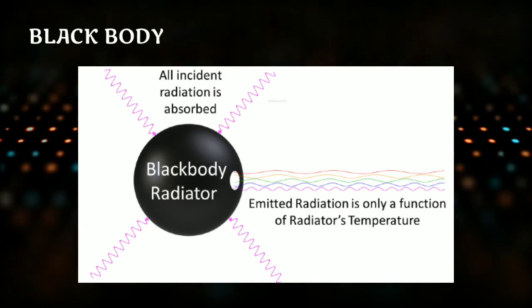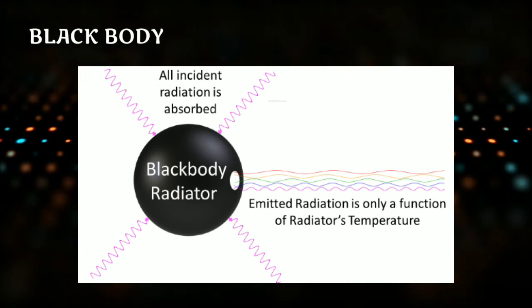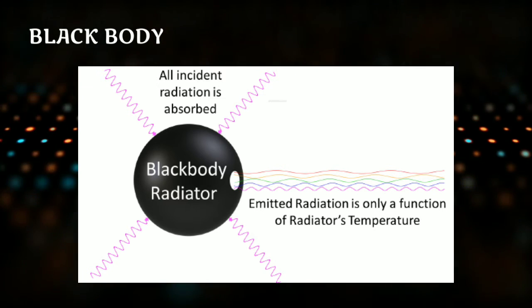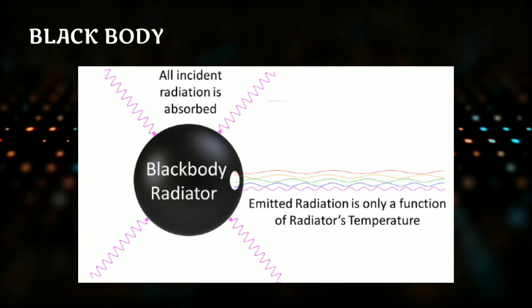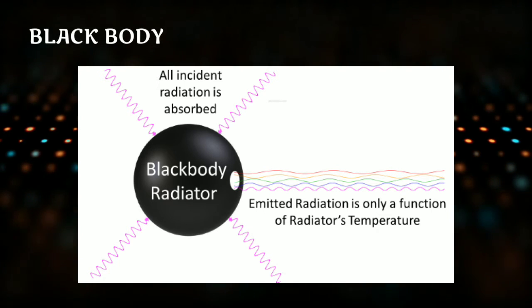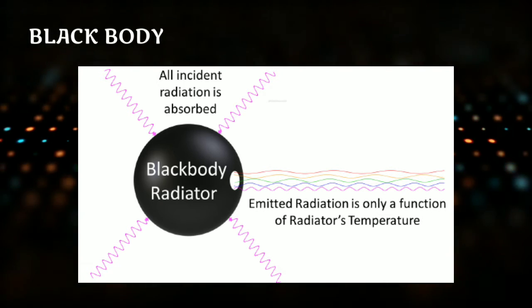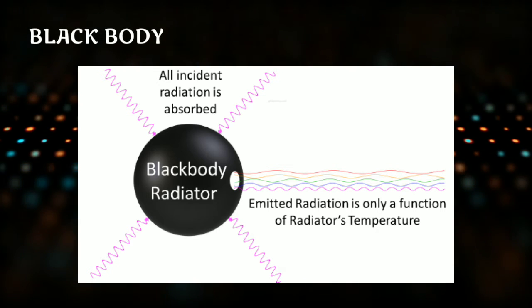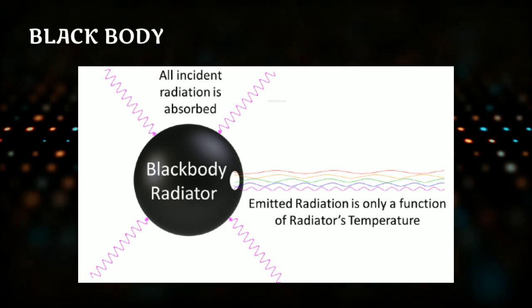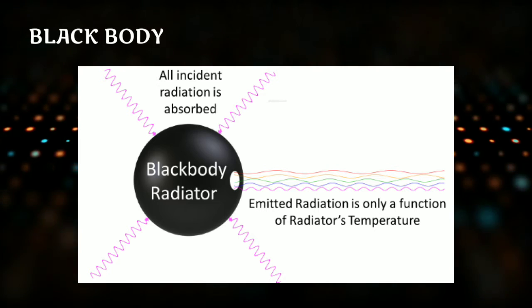A black body is an idealized physical body that absorbs all incident electromagnetic radiation, regardless of frequency or angle of incidence. The name black body is given because it absorbs radiation in all frequencies, not because it only absorbs. Indeed, a black body can also emit radiation.